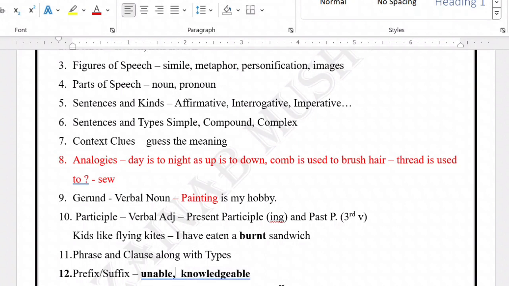Now, let's look at the paper of the federal board. That paper will also help you to understand which kind of questions you will get in your exam.